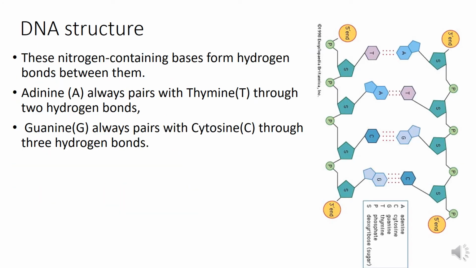DNA structure: these nitrogen containing bases form hydrogen bonds between them. الأدينين اللي هو ال A always pairs with thymine through 2 hydrogen bonds. هذا الأدينين والثيامين. والجوانين always pairs with the cytosine through 3 hydrogen bonds. هاي مبين أمامكم واضحة through 3 hydrogen bonds.